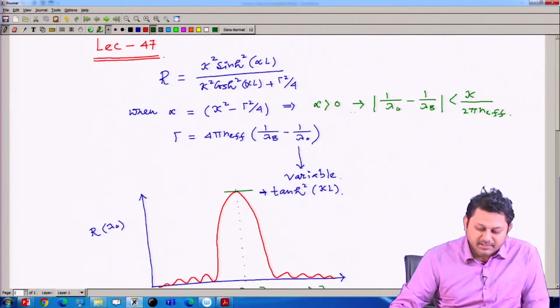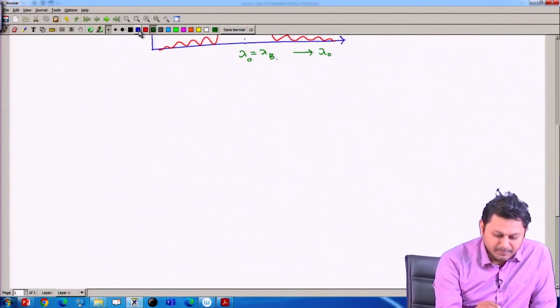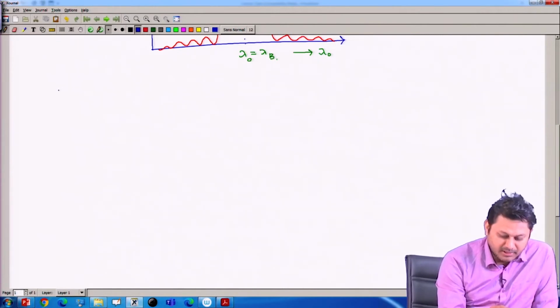So, you can understand that when lambda 0 is changing, there is a possibility that this condition does not hold anymore. That means the mod of 1 divided by lambda 0 minus 1 by lambda b may not be less than kappa divided by 2 pi n effective. So, another condition is possible, that is, this quantity is now greater than this one. Then obviously, the solution is going to change, and exactly using the earlier technique we can find out the expression, and let me do that in detail.